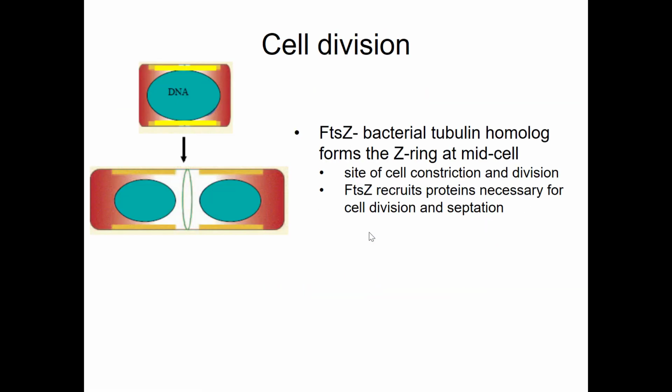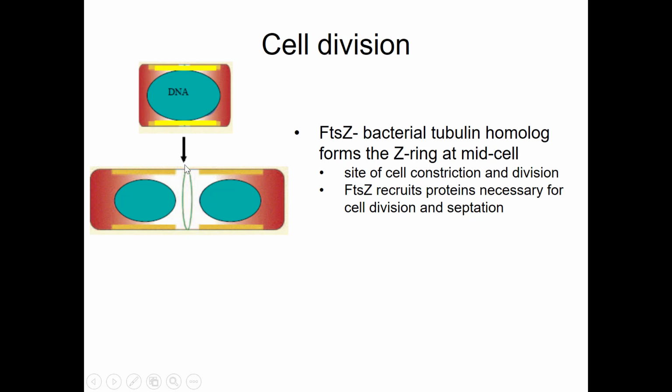Okay, so now we have replicated the chromosome, we've resolved any chromosome problems, we've segregated the two chromosomes to daughter cells. Now we're ready for the cell to physically divide into two. One of the most critical proteins for cell division is known as FtsZ. It's the bacterial tubulin homolog that forms the Z ring at mid-cell. This is the site of cell constriction and division.